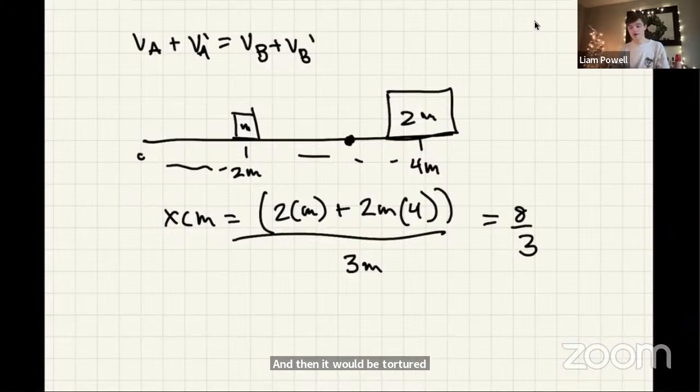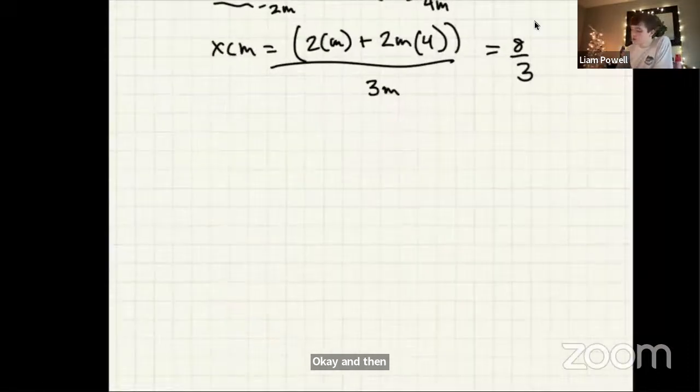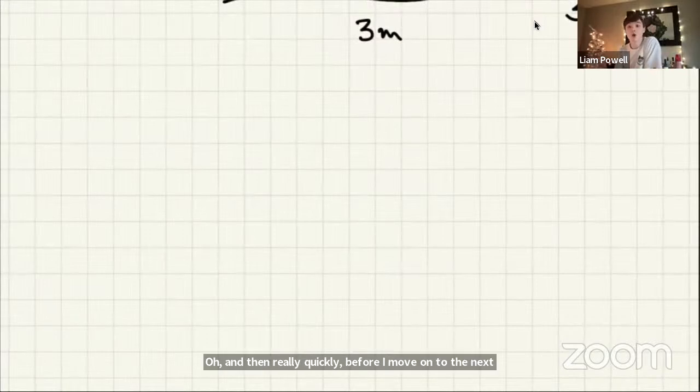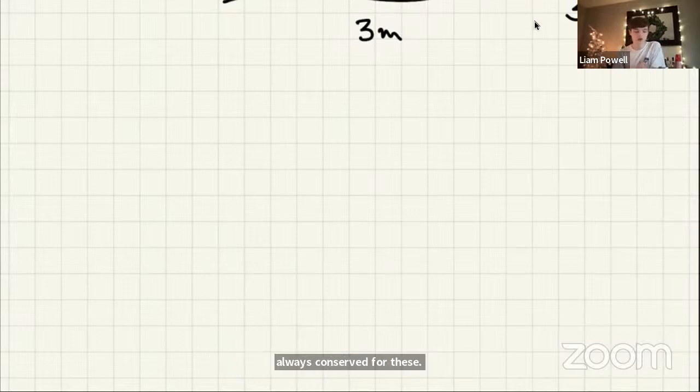Really quickly, before I move on to the next unit, momentum is always conserved for these. I got this question wrong in my last test, such a stupid mistake. I knew that kinetic energy was not conserved for inelastic collisions, but I actually put that momentum was not conserved. Momentum is always conserved, unless it's transmitted to thermal energy or something where it loses a tiny bit of momentum. But usually it's always conserved.